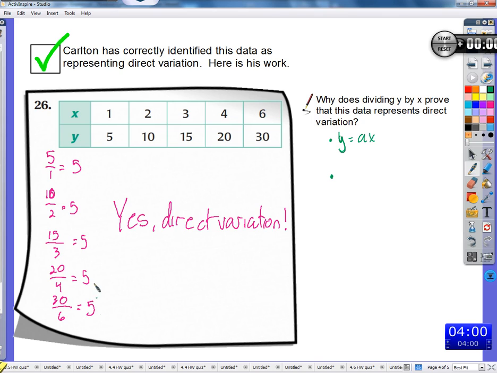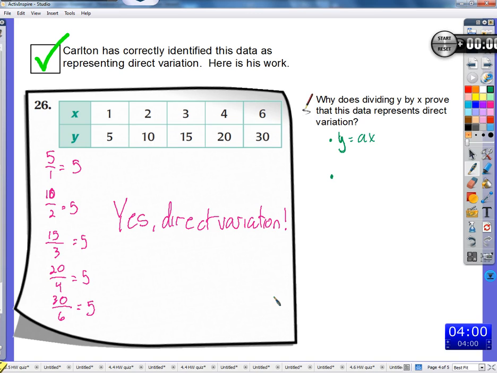If it's direct variation, then this would have to be a constant, right? It can be different for each case. So that's true. It does have to be the same for every one of them. Why does dividing y by x give us a? What about x divided by y? Would that give us a? Probably not, since y divided by x does give us an a.